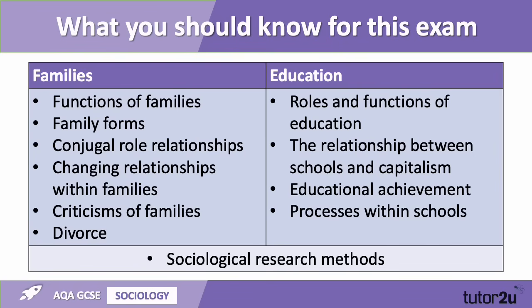In the education unit, you will have covered roles and functions of education. So again, think about Durkheim and Davis and Moore, the relationship between education and capitalism, so looking at Bowles and Gintis, but also marketisation. So think about Ball, Bowe and Gewirtz, and educational achievement and the processes within schools, looking at things like labelling theory and anti-school subcultures. Throughout the paper, there will be some questions about sociological research methods, and some of those might be in reference to key studies.